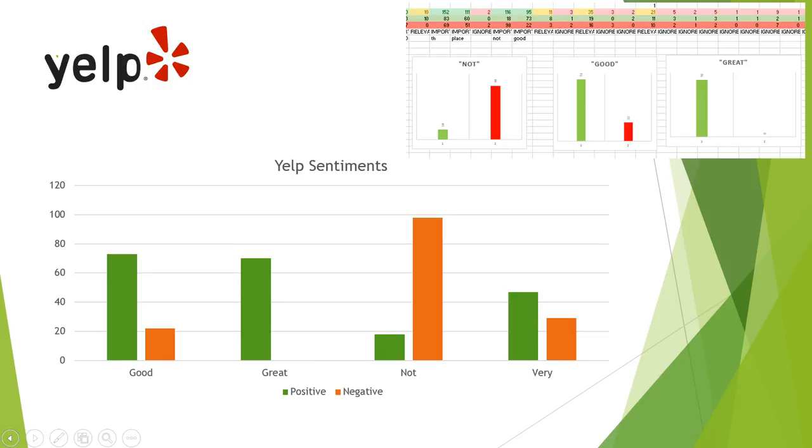For Yelp, the words good and great came up again. However, great was never used within negative sentiment sentences. And then we also saw very, which popped up a lot as well. The word not was used a lot for negative sentiment sentences, and this also popped up when we showed our graphs within the Excel file in the top right-hand corner.